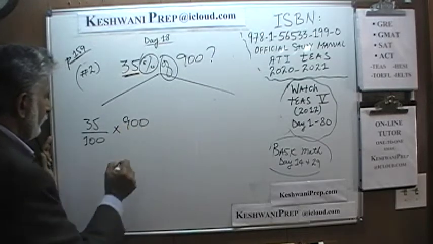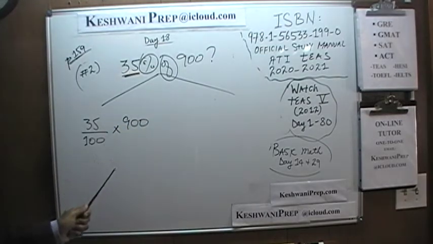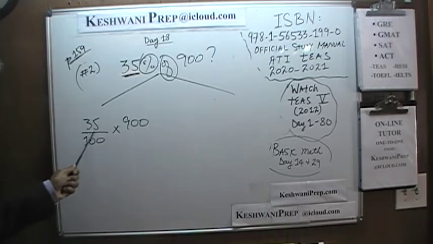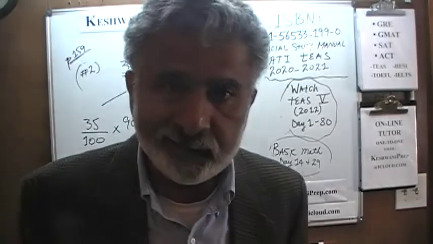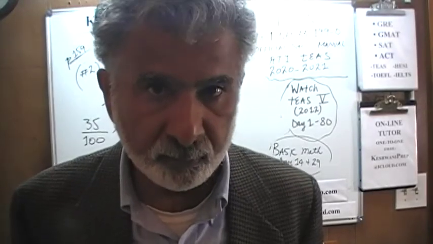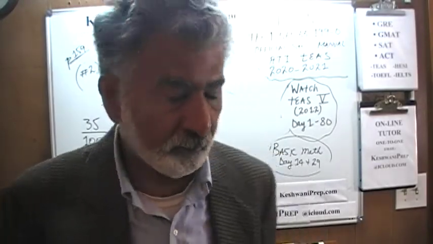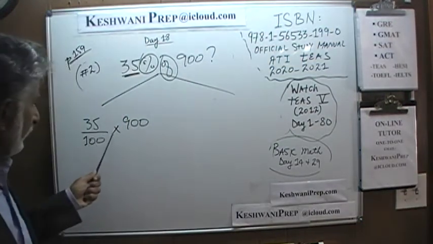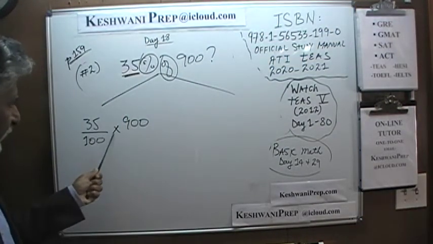There you go. So if you wanted to read this thing, it is read as 35%. Why percent? Because the bottom is 100. If you had anything other than 100, then we can't use the word percent. But because the bottom is 100, 35% of means times, 35% of 900.